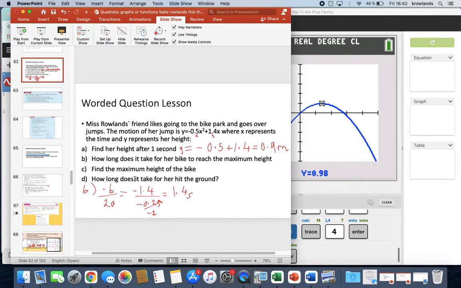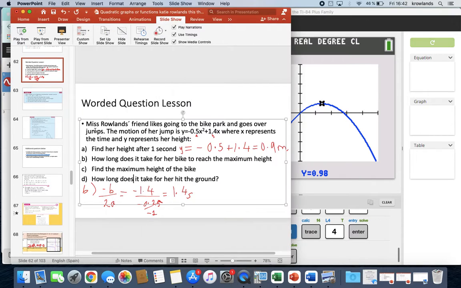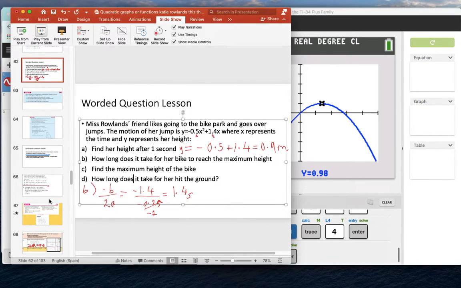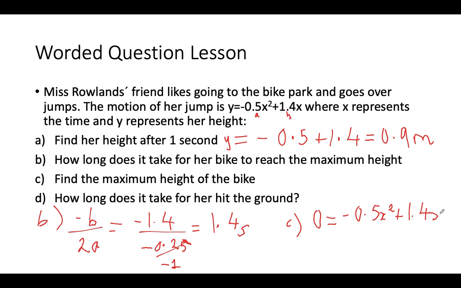How long does it take for her to hit the ground? Now, this question, again, can be done manually, but it's a bit harder to do manually. I'll show you. When it hits the ground, we're going to say that y is equal to 0. So we just set the whole thing equal to 0: minus 0.5x squared plus 1.4x, and then we just solve this equation. Because this is negative, I'm going to put it to the other side of the equation.